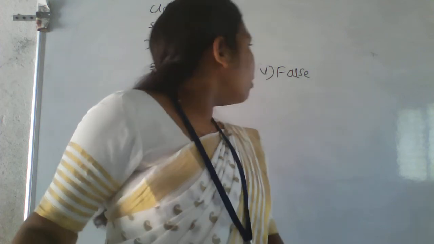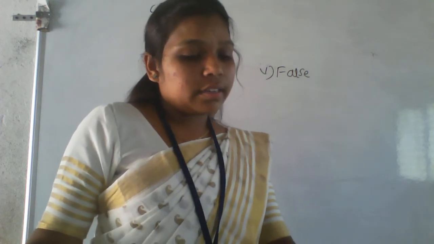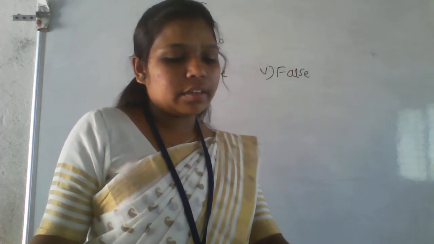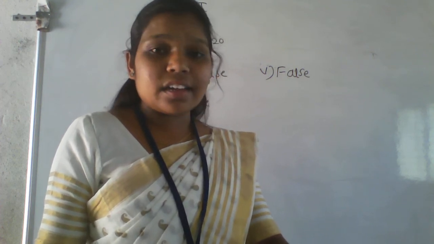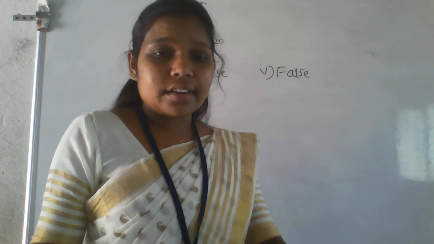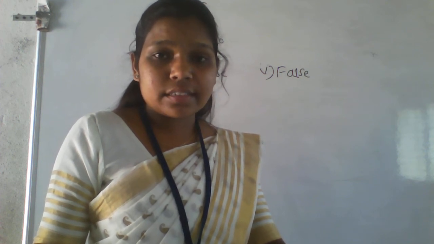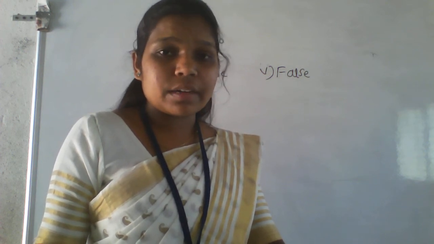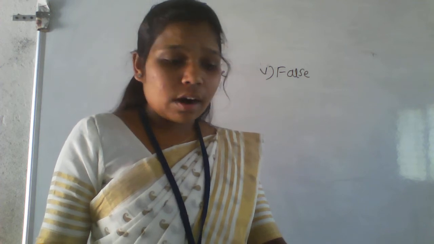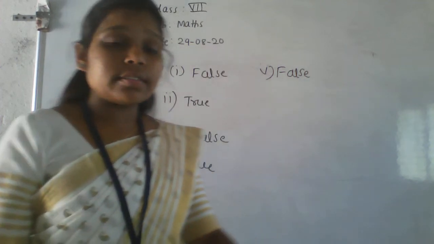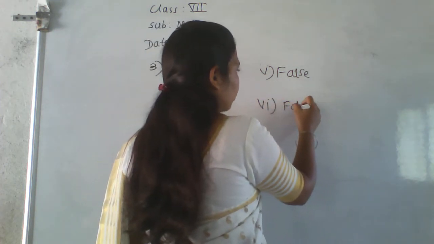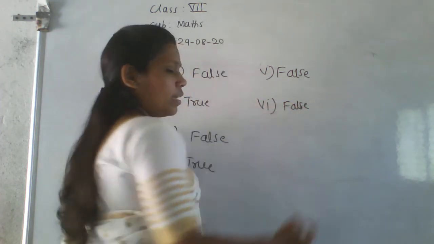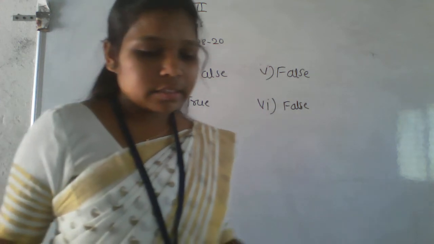Next, the sixth one: the inverse of the integer 7 under division is 1 by 7. Again they mention division here. Is the inverse property there under division? No, it is not there. So the sixth one is a false statement.